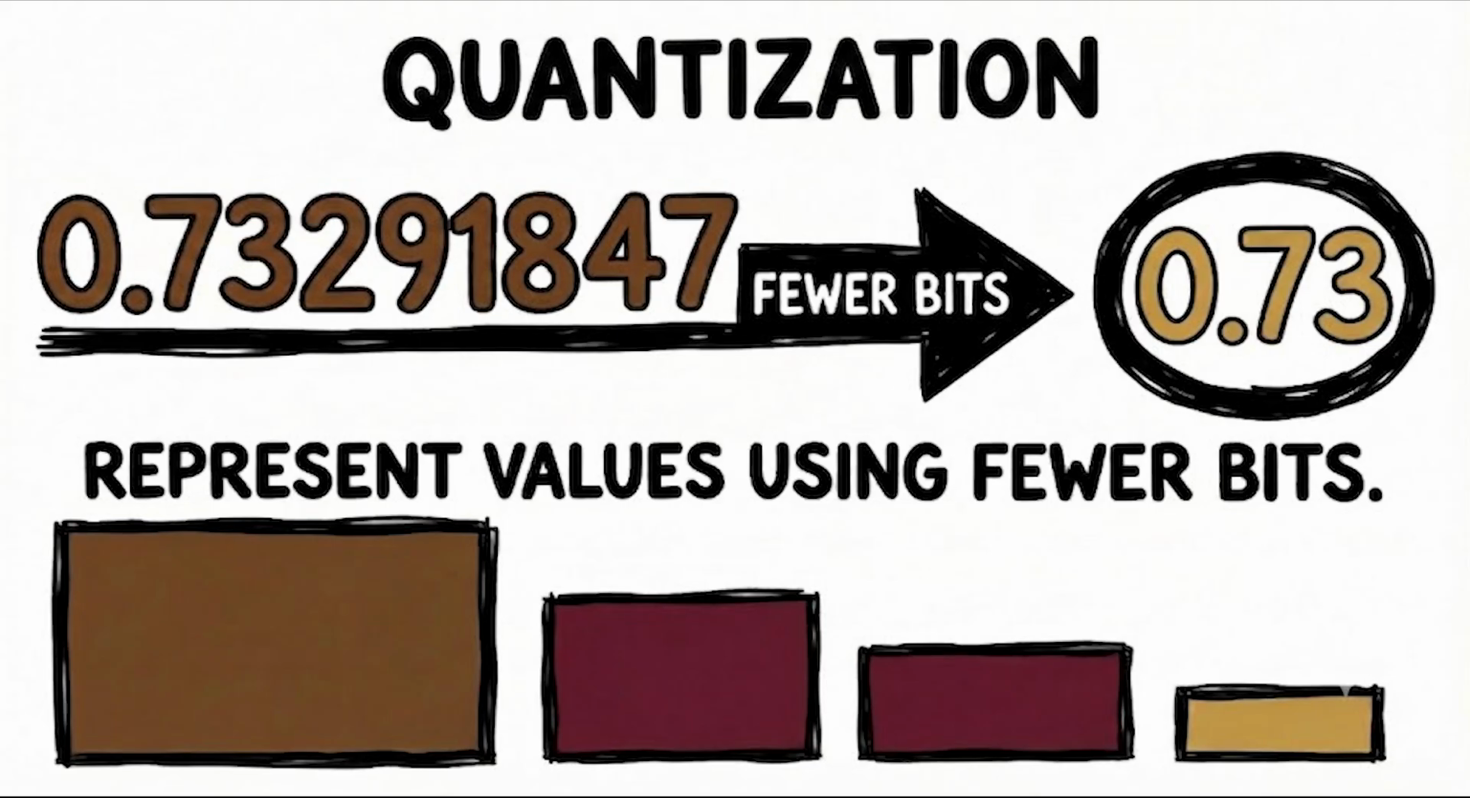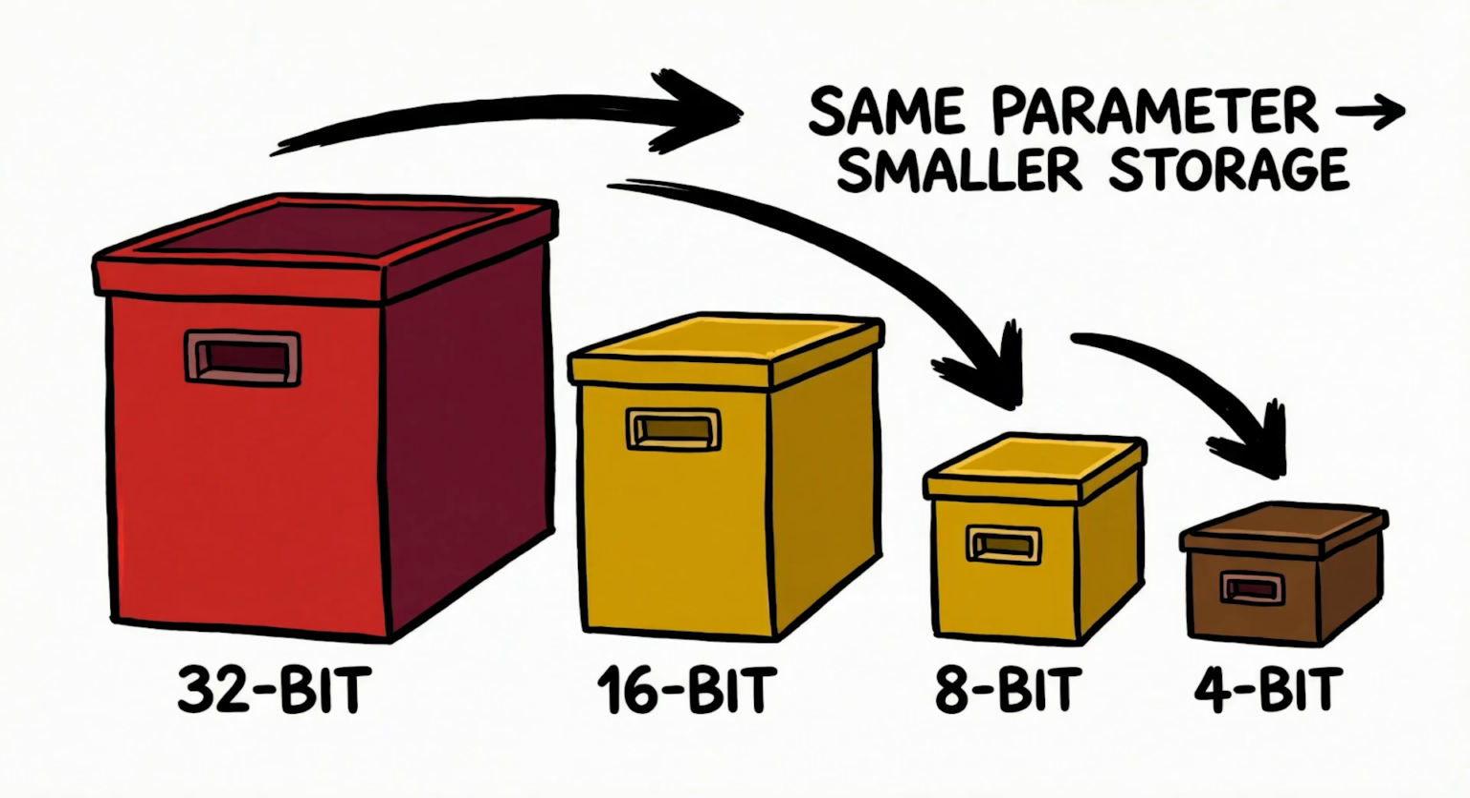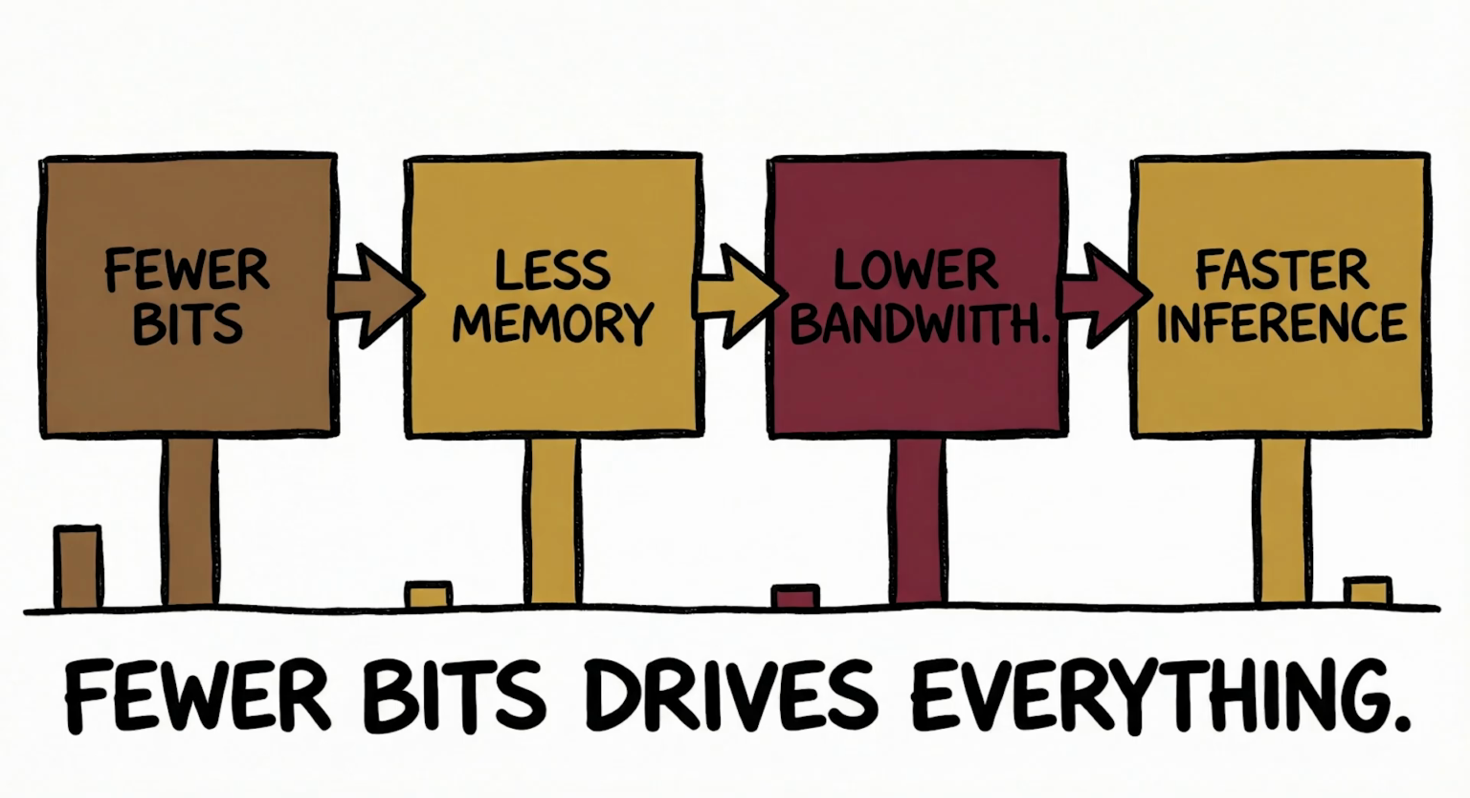Let's look at quantization. Quantization is the process of representing the model's numerical values using fewer bits. Instead of storing every parameter as a 32-bit floating point number, you store it using 16 bits, 8 bits, or 4 bits. Fewer bits means less memory. Less memory means lower bandwidth requirements, and lower bandwidth often translates into faster inference.